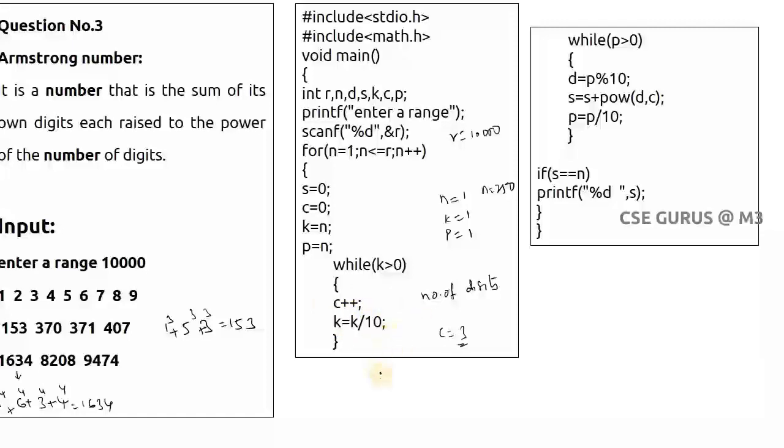Next K divided by 10. I'll explain with one example how we can get the count. Let us take 407. K value is 407, which is greater than 0, so C will be incremented to 1, since it is 0 initially. Next, K equals K by 10. Now K will become 407 by 10, which is 40. Only the quotient we need to consider, as this is an integer. Now it goes to the loop. K value is 40, which is greater than 0. Yes, now C will be incremented to 2. Now 40 by 10 equals 4. Now 4 is greater than 0, so C will be incremented to 3. 4 by 10 equals 0. Now is 0 greater than 0? No, so it comes out. Now you can see the count is 3. Similarly, for 8208 you will get the count as 4. Like this, you will get the count here.